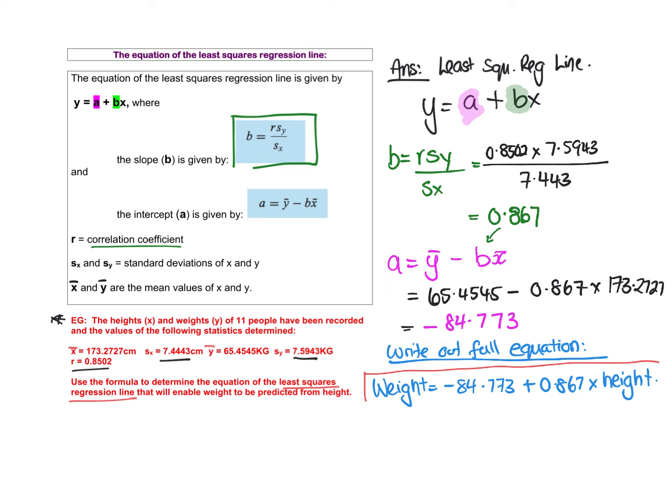And then what we're going to do, once we have these equations, and we'll do that in our next lesson, is we'll use it to predict. Using this data, we can make a prediction of what someone might weigh if they had a certain height.